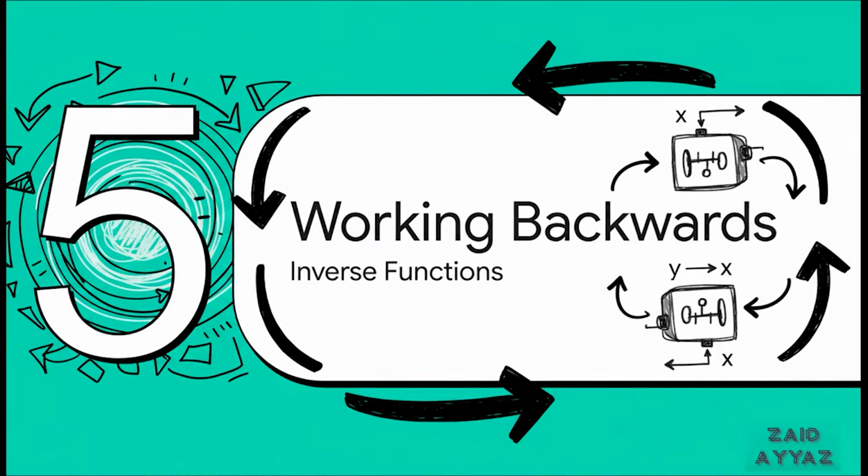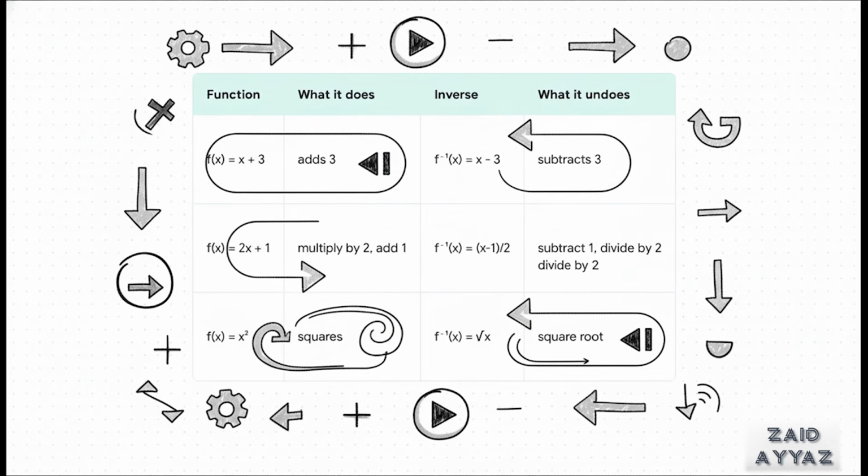So, why do we care so much about these bijective functions? What's the big deal? Because being bijective unlocks a kind of mathematical superpower, the ability to be perfectly reversed. And this gives us the inverse function. An inverse function, which you'll see written with a little superscript -1, literally just undoes what the original function did. If a function adds 3, its inverse subtracts 3. If a function multiplies by 2 and then adds 1, the inverse does the exact opposite in reverse. It first subtracts 1 and then divides by 2. It's basically the rewind button for a mathematical process.